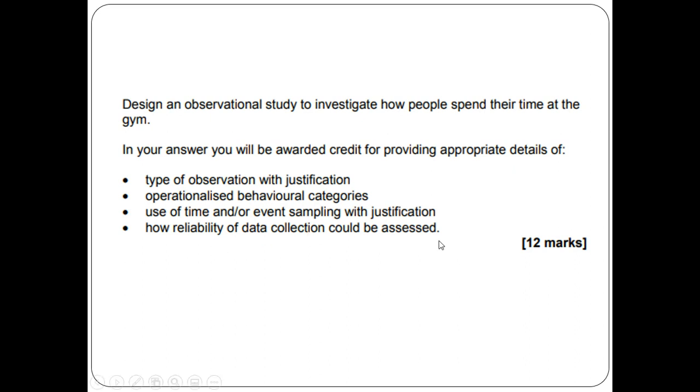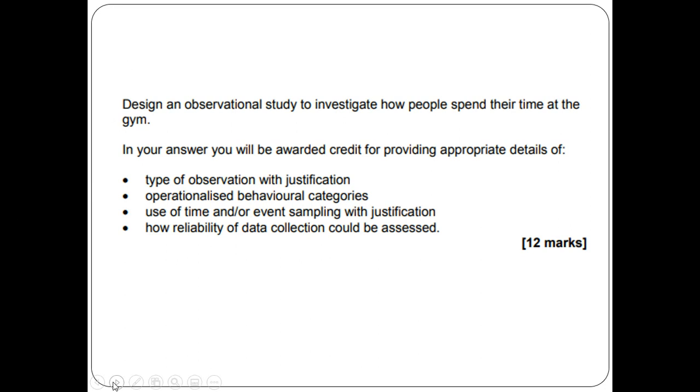And then how you could assess reliability of data collection. If you're doing an observation and it asks you about reliability of data collection, it's talking about inter-rater reliability or inter-observer reliability. So you kind of want to go for the standard answer of you have more than one observer, they have the same behavioral categories, they've been trained in the same way, they observe the behavior for the same amount of time, they record their answers separately, they then come together and compare their results, and they look for an agreement of 80%, or they look for a correlation coefficient of plus 0.8. So they agree 80% of the time, and that's how they assess the reliability. So that's how you would get the 12 marks there.